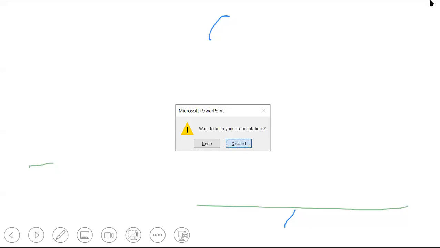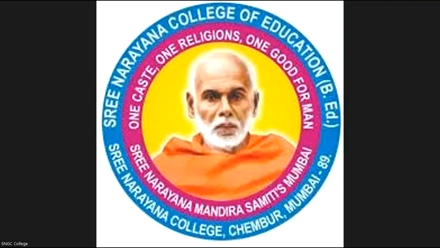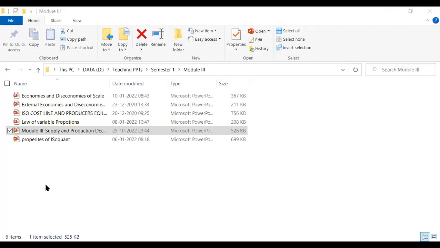I am now going to deal with the next topic. I will share the notes also, and send them as a video. I am now going to discuss the properties of isoquant.